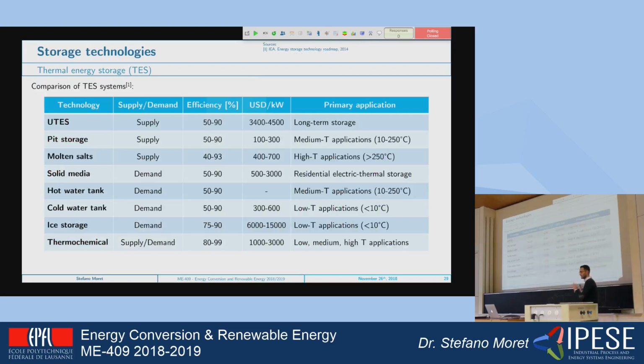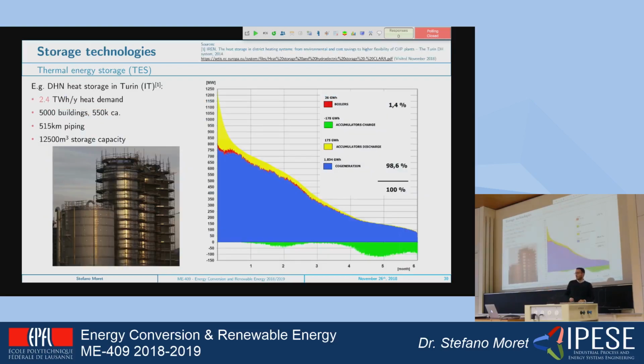I left you in the slides this table in which I collected the key data about all these technologies. Of course, the goal is not that you remember it by heart, but that you remember more or less when you use one technology or the other. I also show you an example: this is the district heating of Turin in Italy. It's actually a pretty big district heating, 500 kilometers and 2.4 terawatt hours a year.